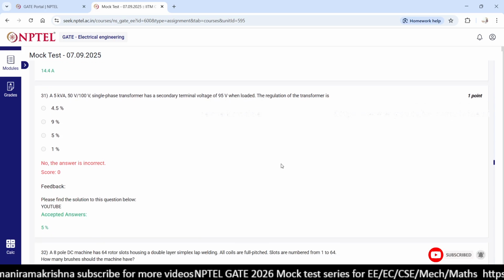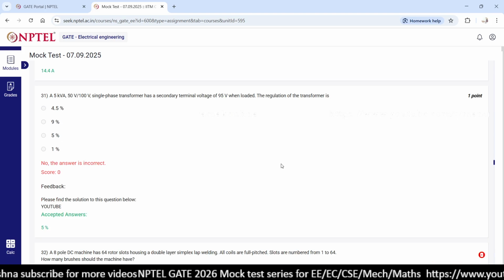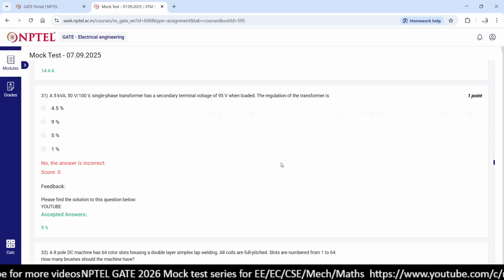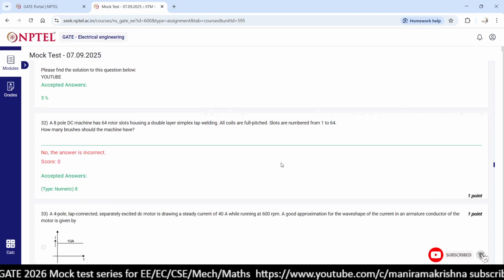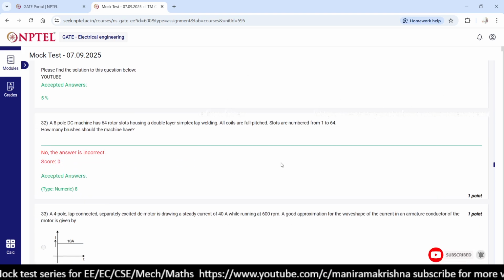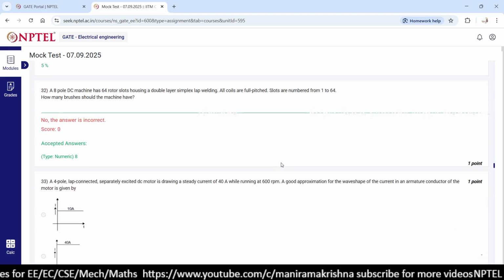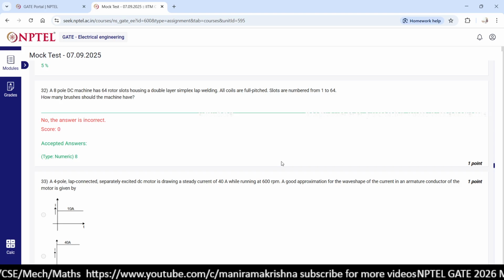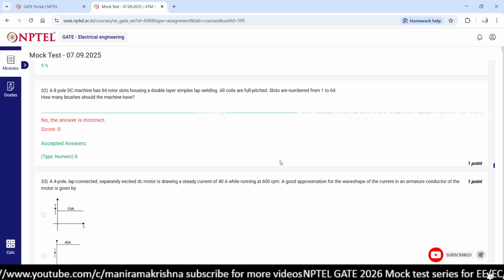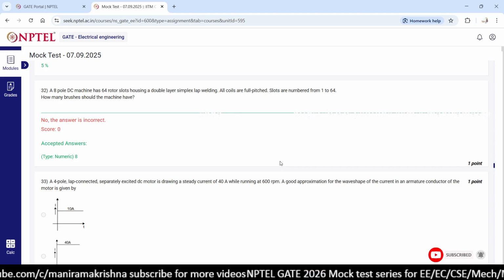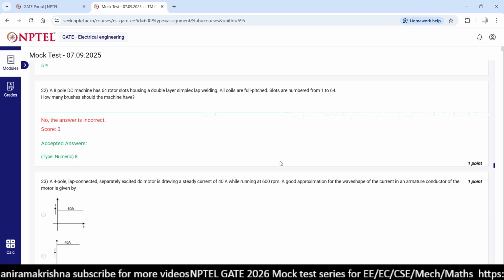Please take the screenshot of whichever you need. That's the question we'll have on DC machines. You can identify that the previous last three mock tests also asked similar type questions.